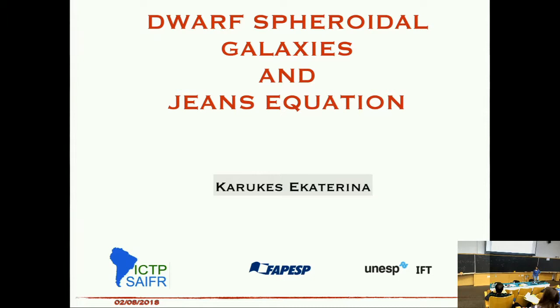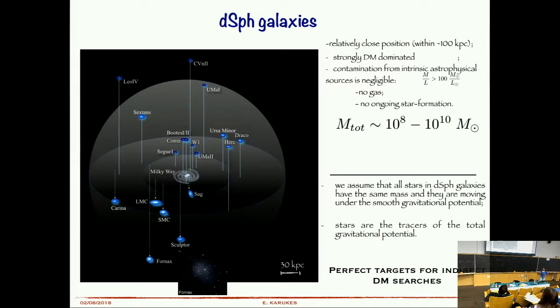So okay, let me talk now about dwarf spheroidal galaxies and how you can use the kinematics of these galaxies to learn something about dark matter distribution. First of all, I'm sure that you already heard about these galaxies, especially in terms of indirect dark matter searches. But let me remind you that the dwarf galaxies are the galaxies that orbit around our own galaxy. So they're considered to be satellites of our galaxy.